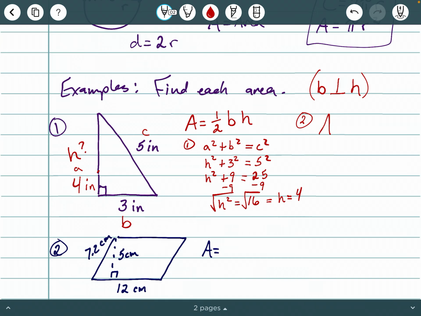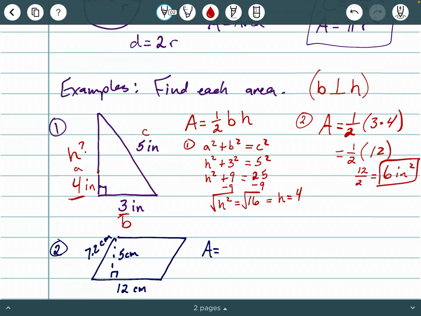Now we can move on to step 2 and actually find the area using that is my height, that is my base. So the area of a triangle is 1/2 the base, which is 3, times the height, which is 4. All right, 3 times 4 is 12. And half of 12, or 12 divided by 2, is 6. Square inches is my unit of measure for area. So this triangle has an area of 6 square inches.